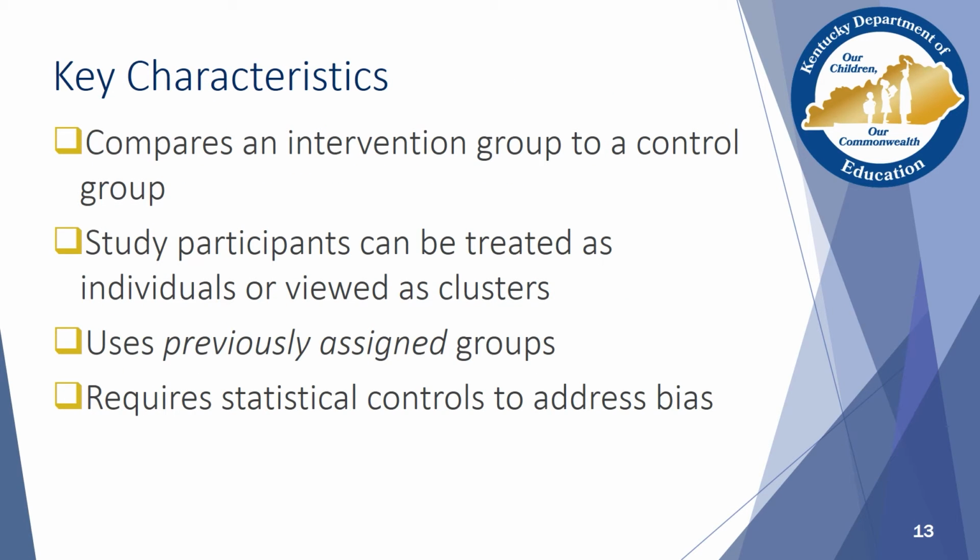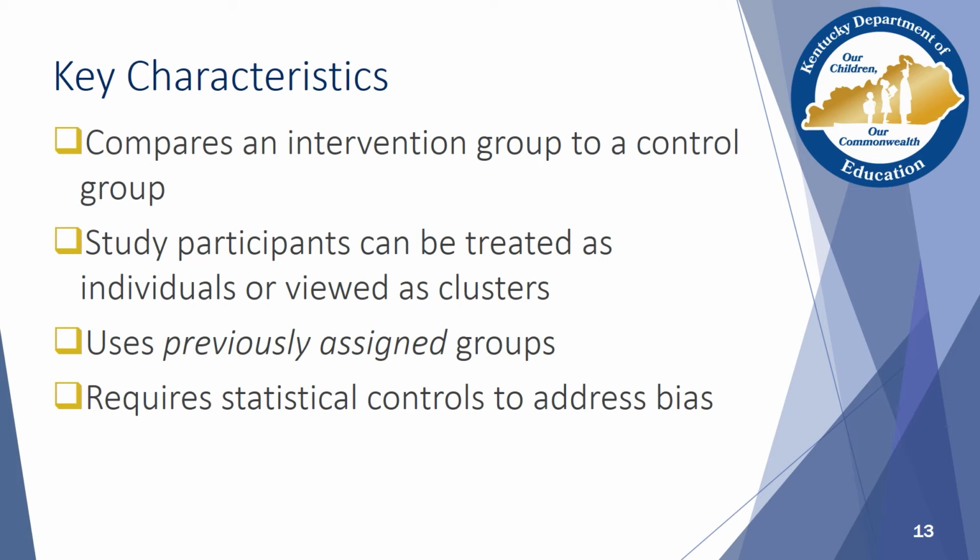The quasi-experimental study design is similar to the experimental study design in many ways. Both designs compare an intervention group to a control group, and both designs allow study participants to be treated as individuals or as clusters. The primary difference is that the quasi-experimental study design uses previously assigned groups. In other words, the groups are not randomly assigned.